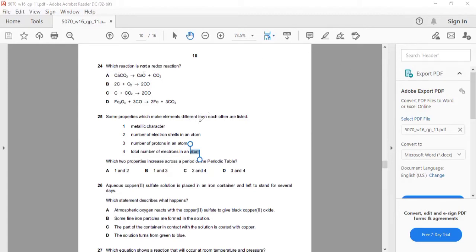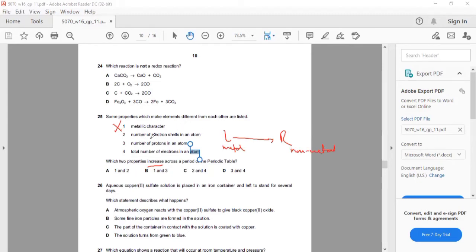Some properties which make the elements different from each other are listed. The question is which two properties increase across the period, left to right. Metallic character is wrong. This is metal, this is non-metal. So non-metallic character increases left to right.